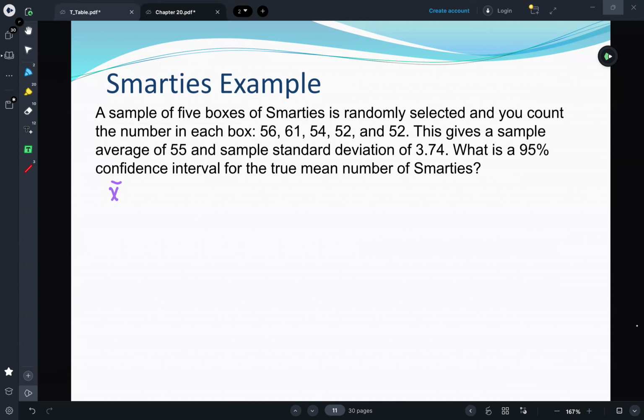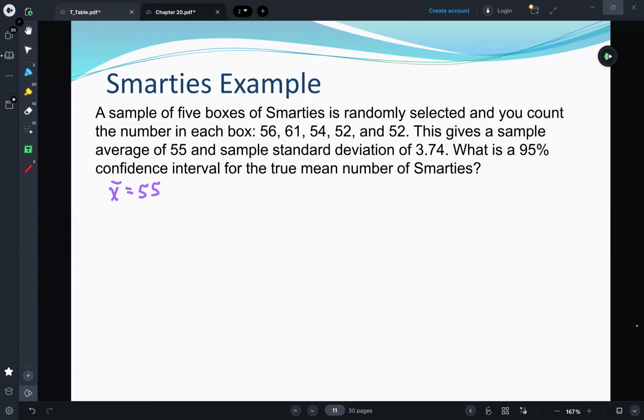So we have 5 boxes of Smarties randomly selected, and you count the number in each box. We get 56, 61, 54, 52, and 52, 5 boxes, right? And they should be roughly the same, but some boxes will have more, some will have less. And we calculate the mean, and it is 55 Smarties. I used to do this without the mean and standard deviation, but it took quite a while to get the standard deviation. I don't know why, but just speeding things up.